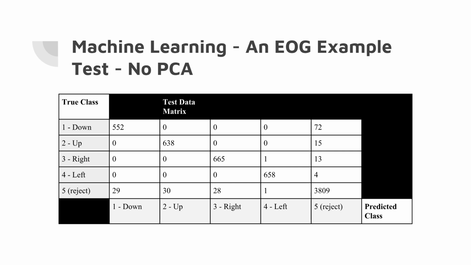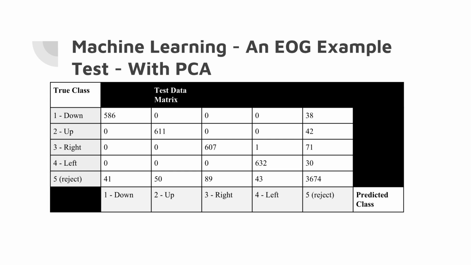So this is an example without PCA of running it on the test data, and you can see it's still pretty accurate. And this is an example with PCA, running it on the test data, and you can see it's still fairly accurate. It's rejecting a few more of the features, but for the most part, it's fairly accurate, within plus or minus 5 to 10%.